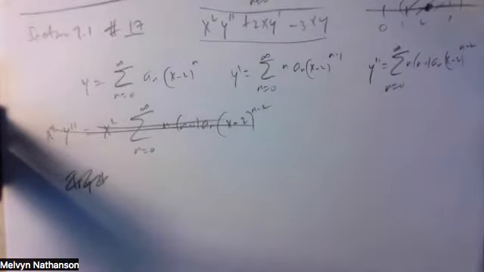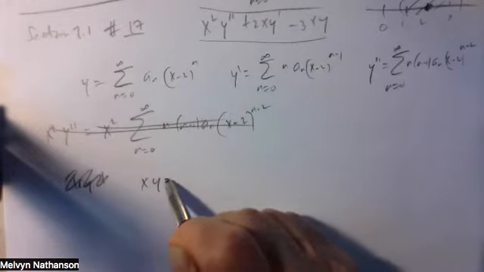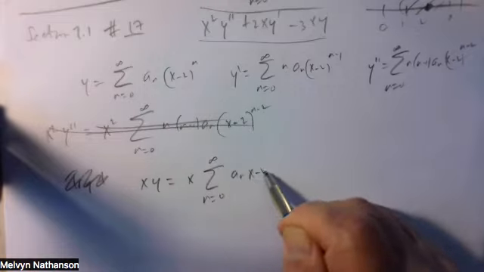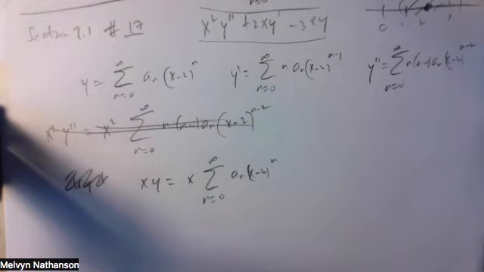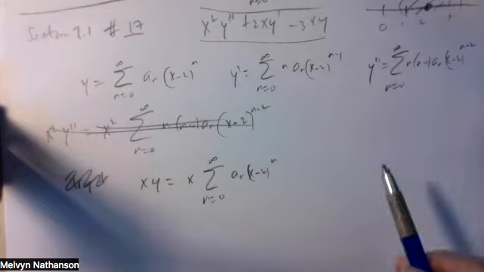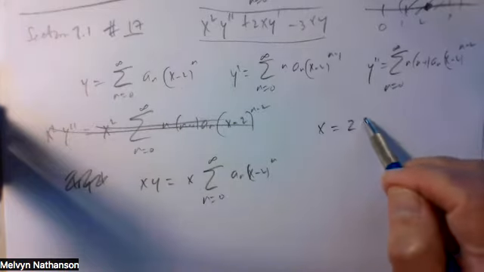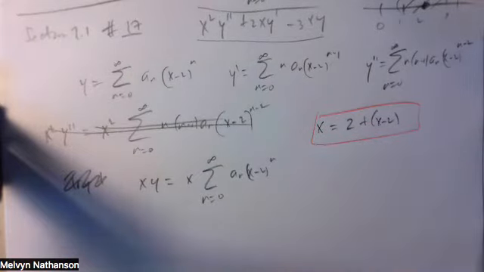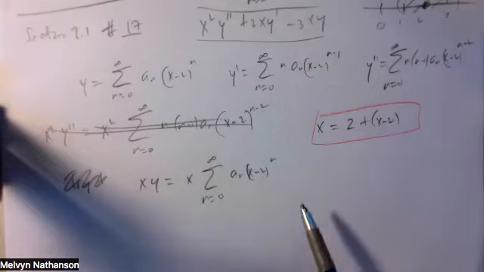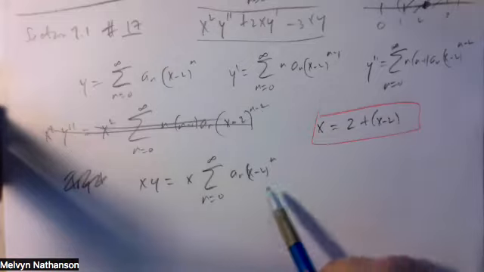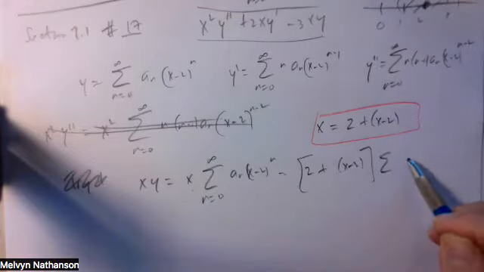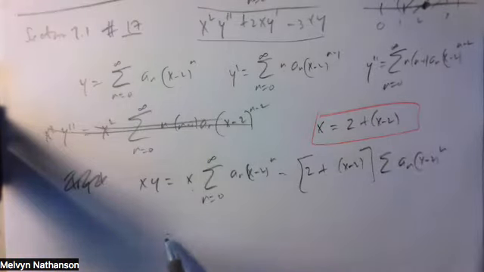I have minus 3xy. What is xy? So xy is x times the summation, n goes from 0 to infinity, a sub n, x minus 2 to the n. Okay? And I'm going to be clever. I'm going to write x as 2 plus x minus 2. Right? So if you study the text, you'll see this is a technique or a trick or a method already used in the text, because I want to have powers of x minus 2. So I write this. So x is 2 plus x minus 2 times the summation a sub n x minus 2 to the n. And I just distribute across.